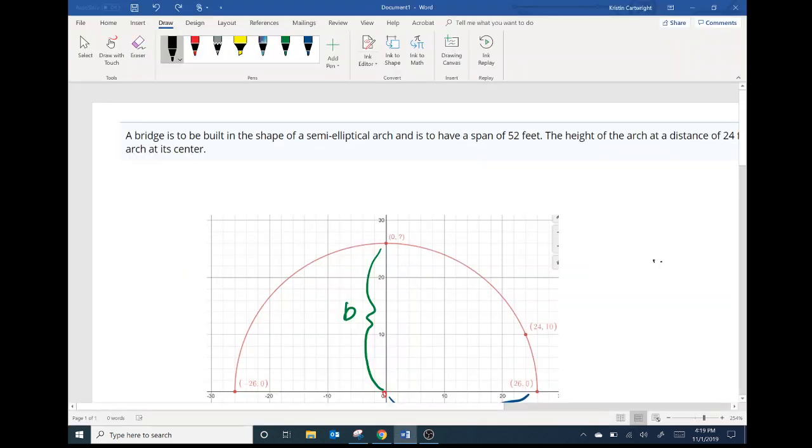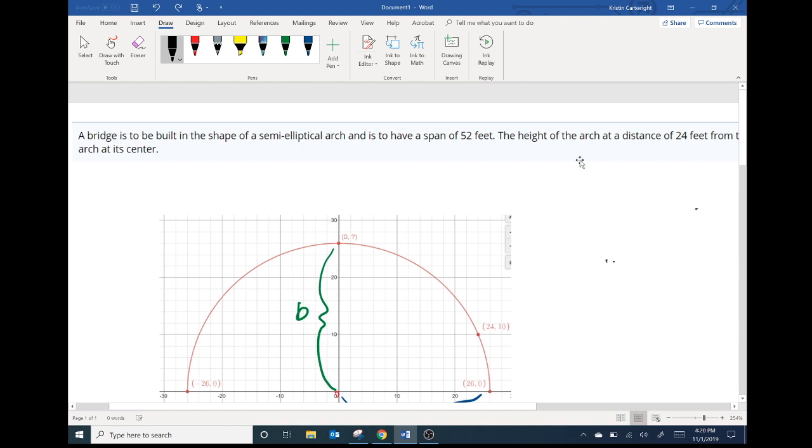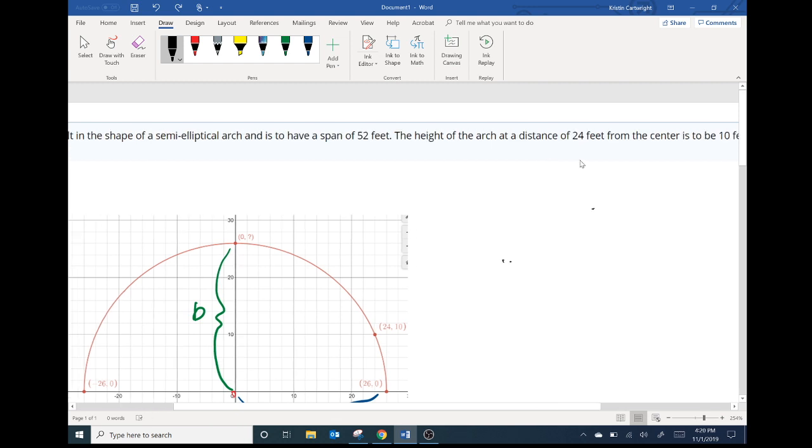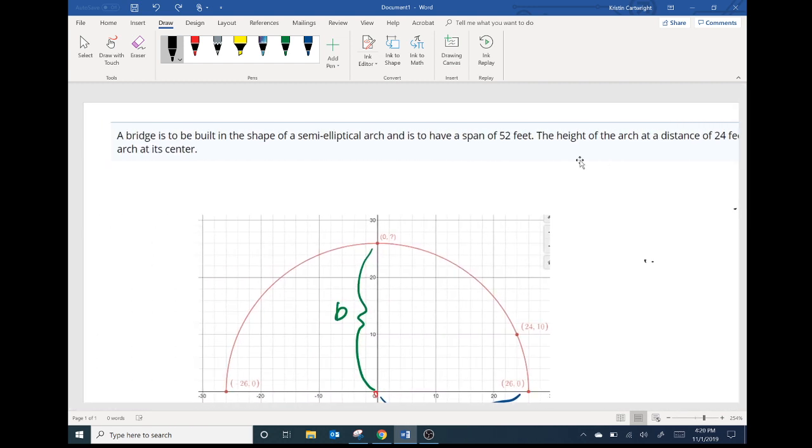I'm going to help you with some problems that have to do with ellipse and hyperbola applications. So the first one is: a bridge is to be built in the shape of a semi-elliptical arch and is to have a span of 52 feet. The height of the arch at a distance of 24 feet from the center is to be 10 feet. Find the height of the arch at its center.